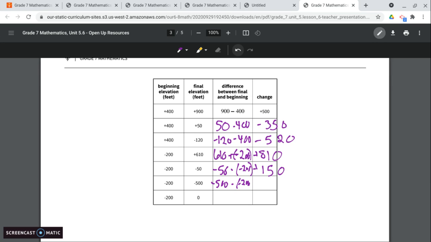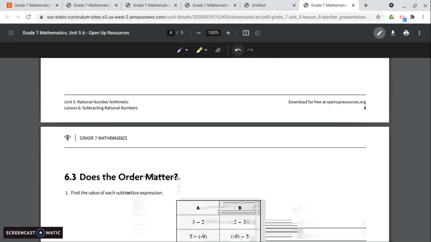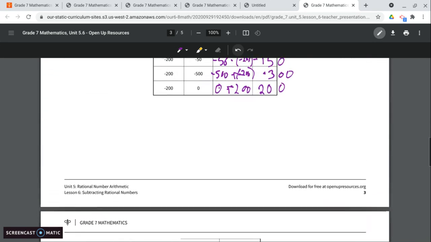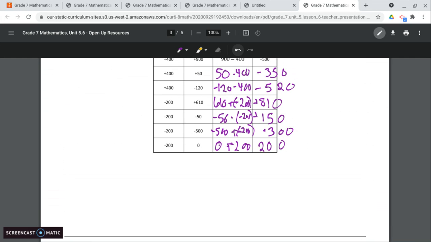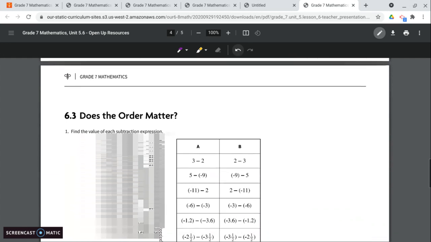negative 200 is negative 300. Don't forget your cross and stab. And negative 200 to 0, so 0 minus negative 200, cross and stab, so plus 200, so 200 would be the change. All right, so being very careful with the order on those, because we could have flipped the order around and we would have gotten different solutions. So order is your key word for this lesson, order.